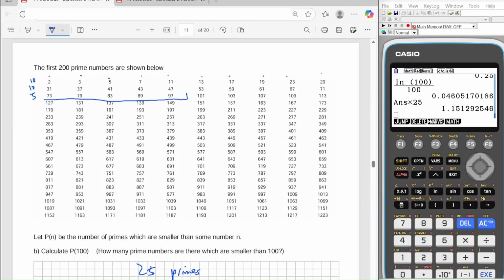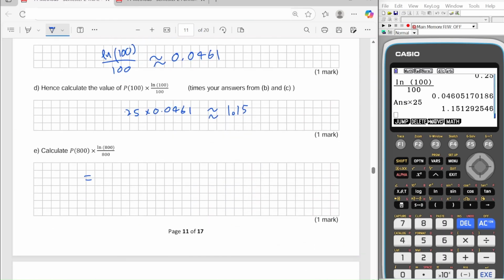All right, so P800. So how many primes are below 800? So we can figure that out. So 800 is sort of there. So that row will be 9 because we're missing the last one. And then 1, 2, 3, 4, 5, 6, 7, 8, 9, 10, 11, 12, 13. So that would be 130 there. So 139 times log of 800 over 800.